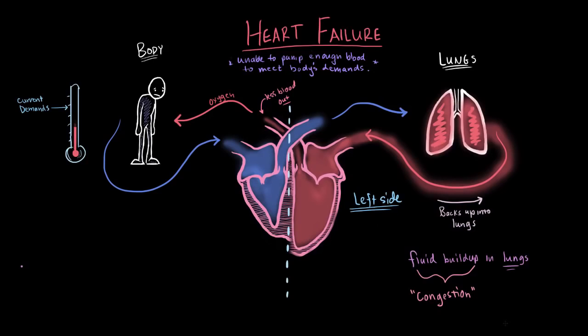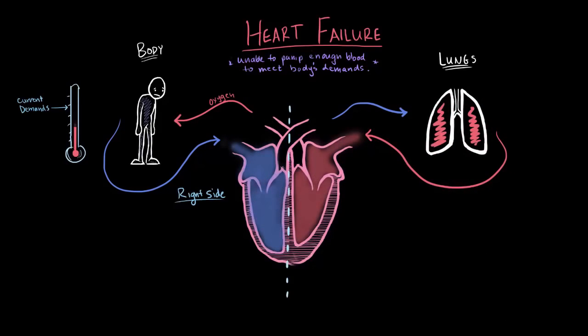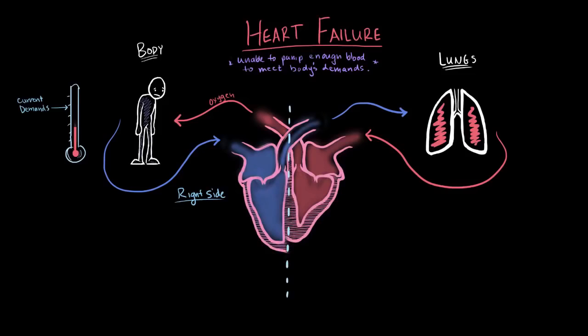Alright, so that was left-sided failure. Let's take a look at right-sided failure. Again, I'm just going to show systolic failure, but let's just note that this can happen with either systolic or diastolic. This time, since we know that the right side pumps blood to your lungs, we also know that it comes from the body. And since it doesn't pump blood as well to the lungs, we have that traffic jam situation again, but this time it gets backed up into the body.